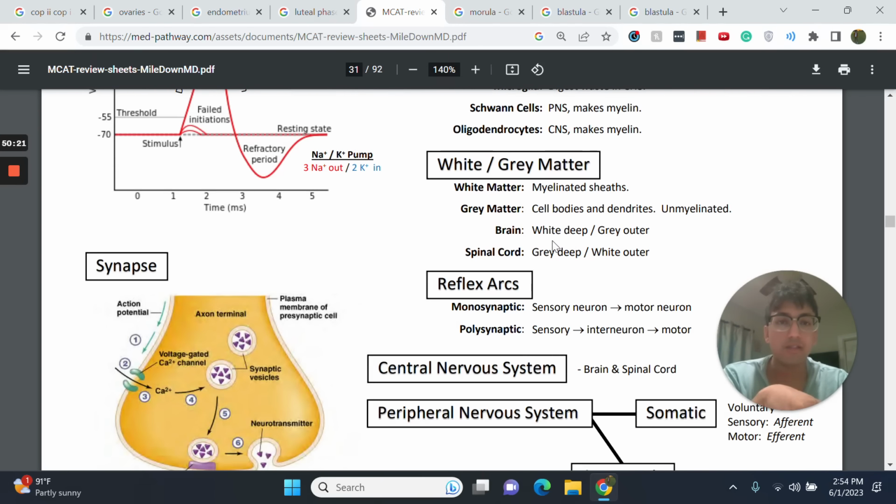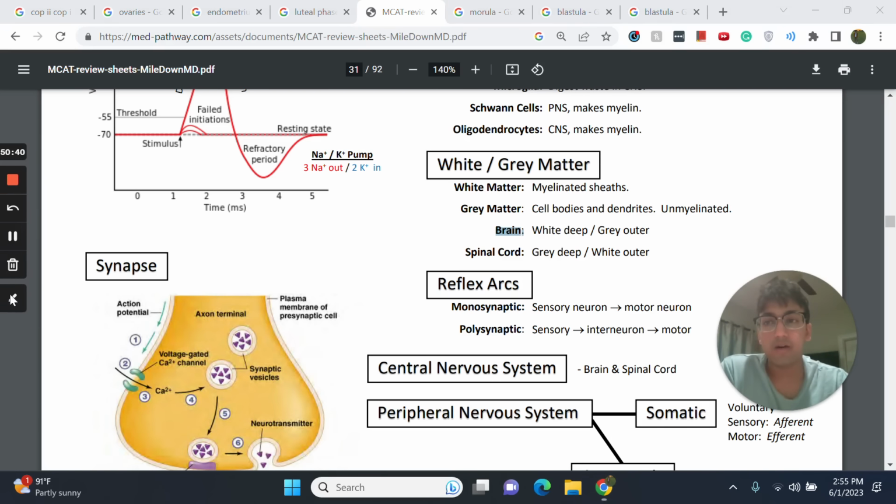Okay, next thing is white matter and gray matter. White matter is myelinated sheets, and gray matter is the cell bodies and dendrites, which are unmyelinated. It's important to know that in the brain, the white is deep and the gray is outer, and in the spinal cord, it's reversed, where the gray is deep and the white is outer.